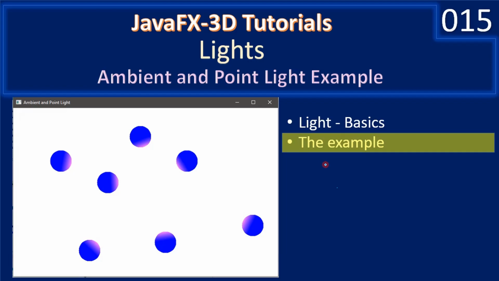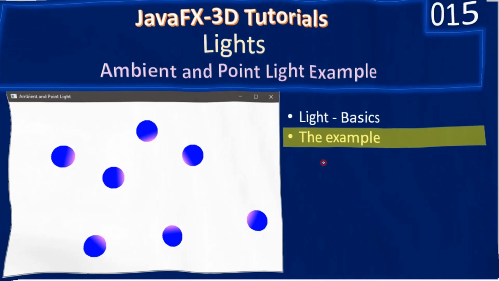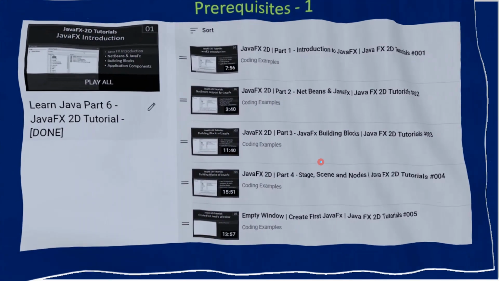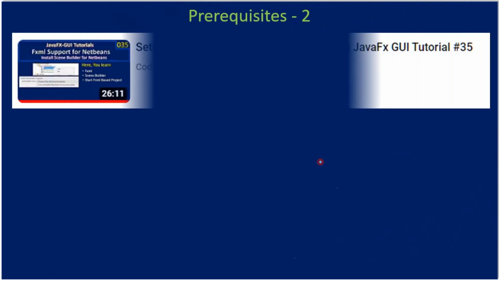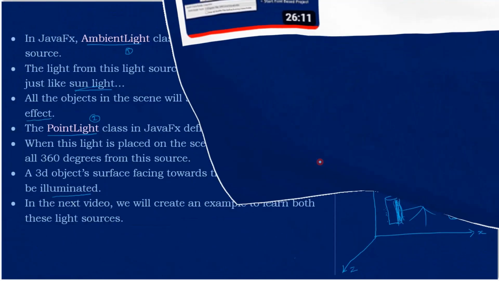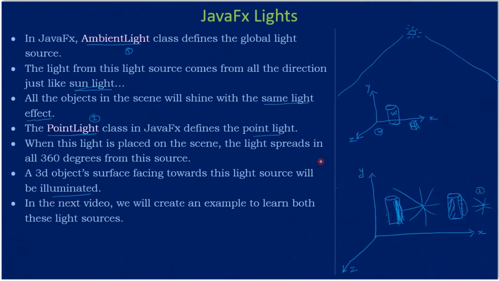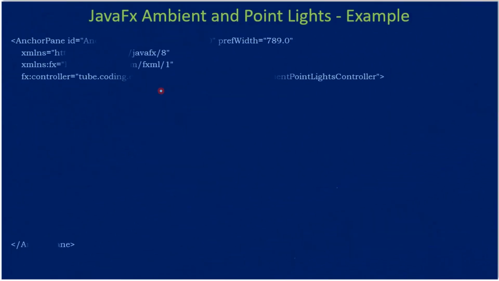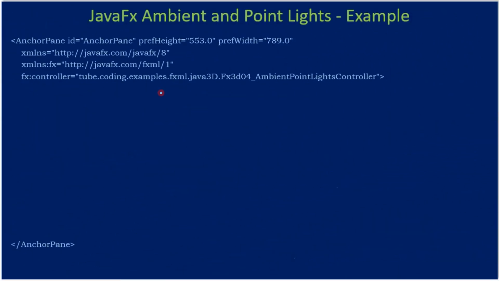In this video, we will implement ambient and point light. In the last video, we learned about the basics of ambient as well as point lights. So first let us look at the Java FXML.